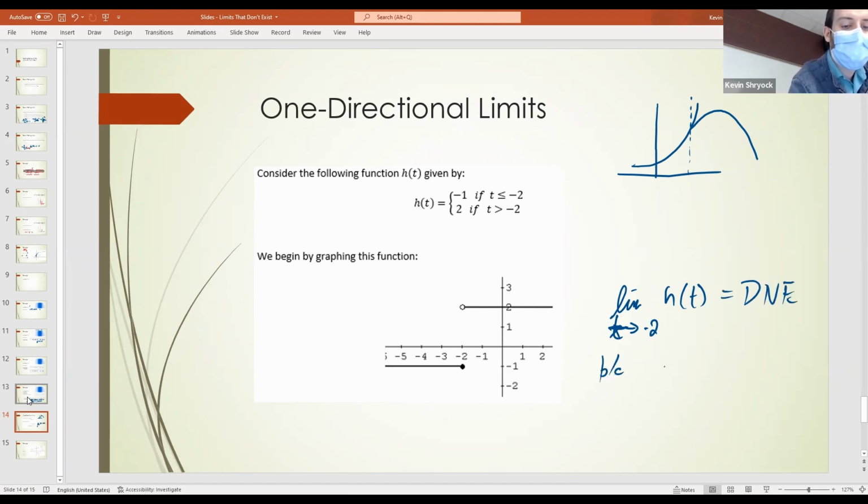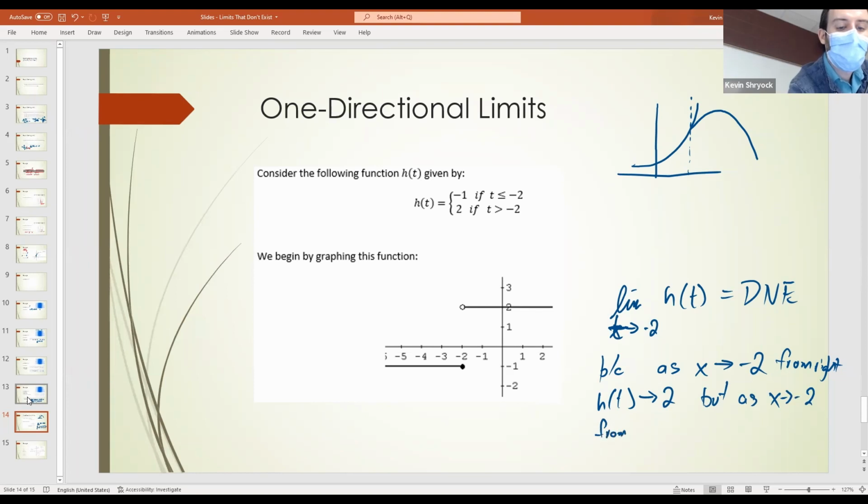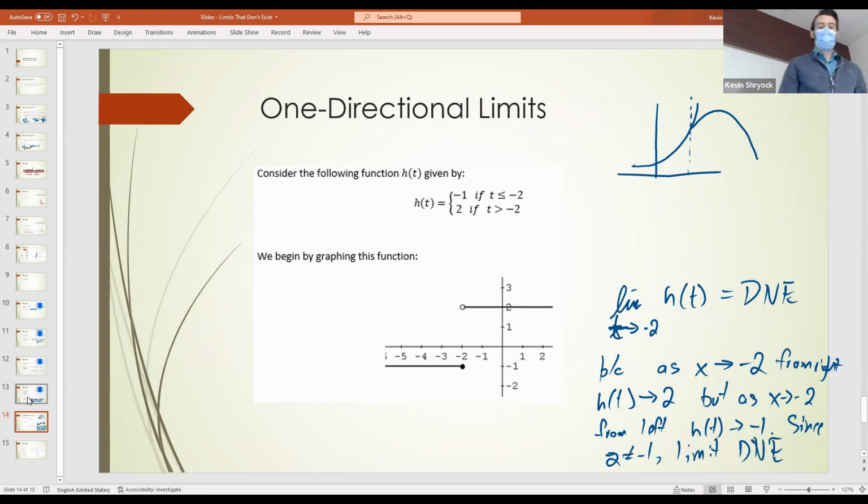So what we want to say is the limit does not exist because as x approaches negative 2 from the right, h of t approaches 2. But as x approaches negative 2 from the left, h of t approaches negative 1. Since 2 does not equal negative 1, the limit does not exist. And we make an argument. So during our quizzes and tests, you're going to want to do that. Yes, absolutely, I will.